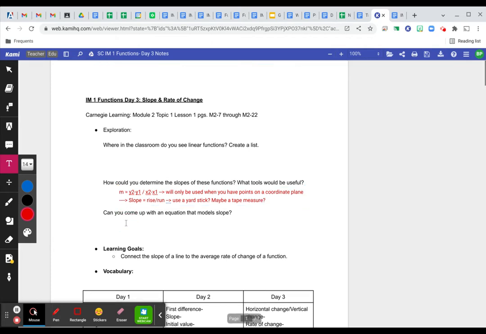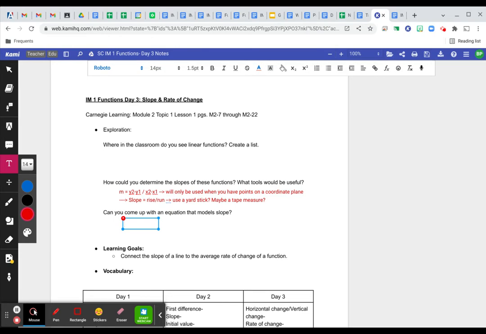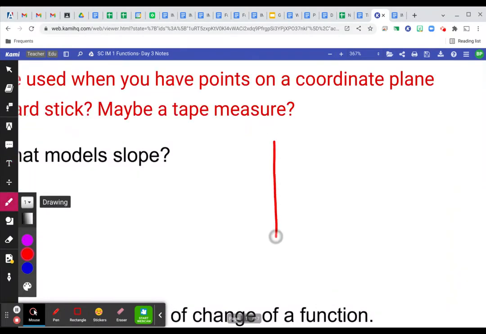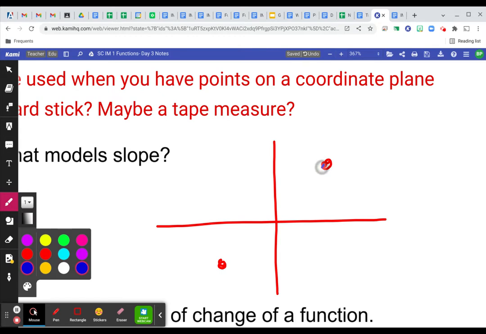But then what we considered is, can you come up with an equation that models slope? So what we did again was we looked at this vertical change over this horizontal change. If you consider points on a graph, if you're going to actually use an equation, and we're talking about this line segment here with a beginning point and an end point, there would be values here, right? Values for y. So let's just say this has a y value of y2.